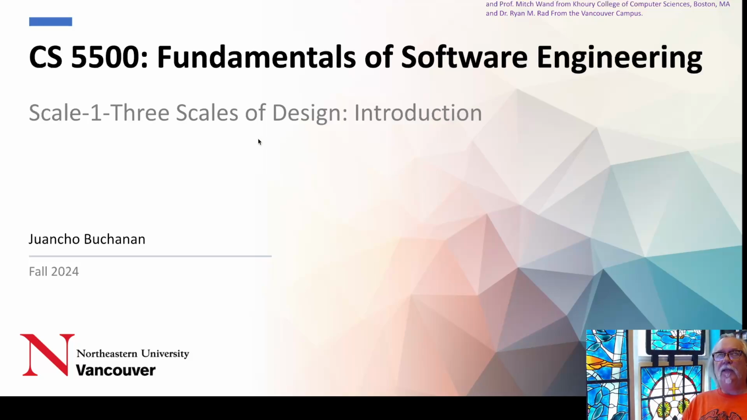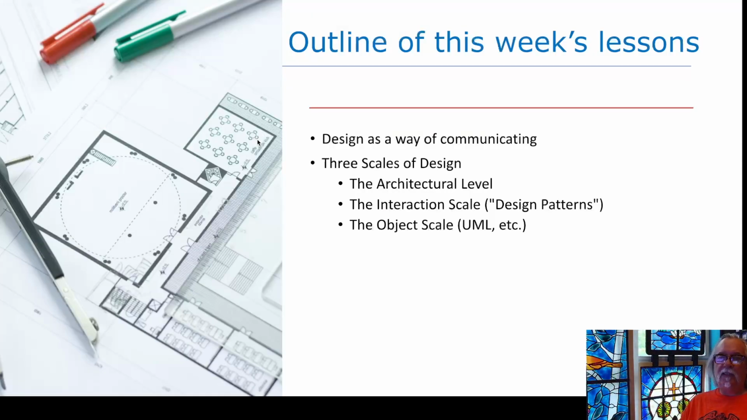It turns out that there are three kinds of ways of thinking about systems. There's the big system, which is the architecture, and then there's the interaction scale and the object scale. You've done the interaction scale and the object scale. You did that in all your four courses. If you're a direct entry student, you did all of that in your undergrad. Design patterns, UML, unit testing, integration testing, all of that stuff.